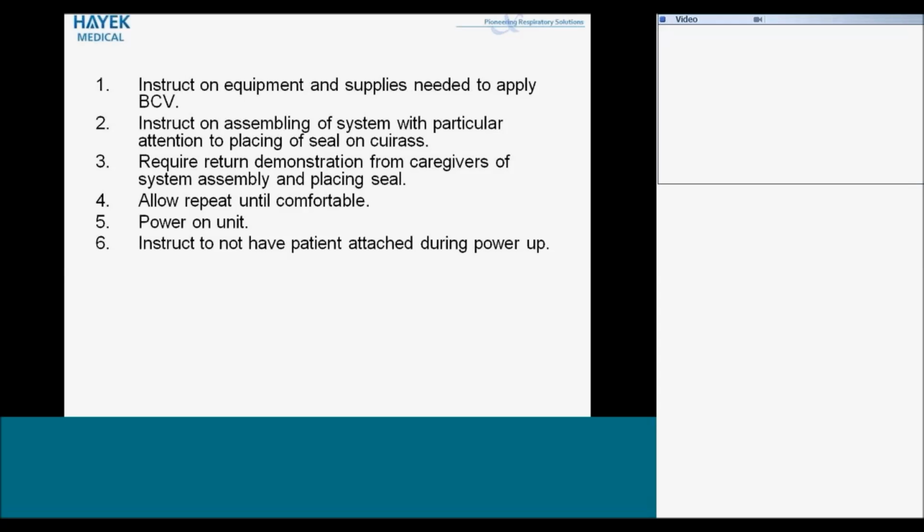And you have them power on the unit, and instruct them to not have the patient attached. We never want the Kuros on the patient when we're powering up because the RTX is going through a self-test, and it is zeroing the pressure transducers, and if it is connected to the patient, it will get a false baseline. So make sure it's not on the patient.